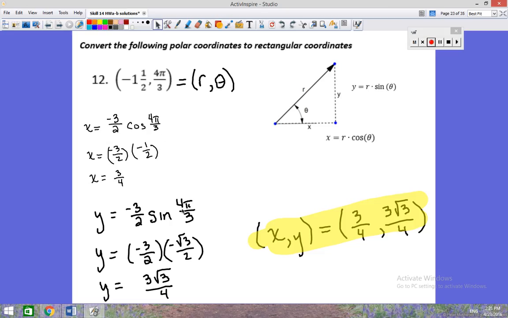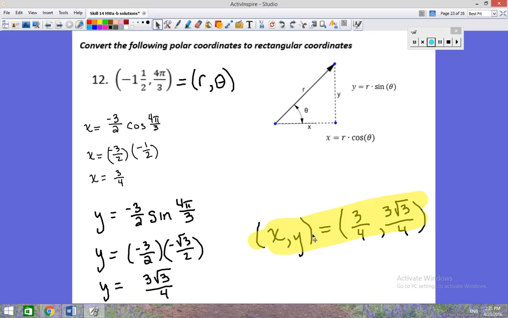But anyway, using the unit circle, I get negative 1/2 for cosine of 4 pi over 3, negative radical 3 over 2 for sine 4 pi over 3. So here's my final answer. This polar point in rectangular would be plotted as negative 3/4 comma negative 3 radical 3 over 4.